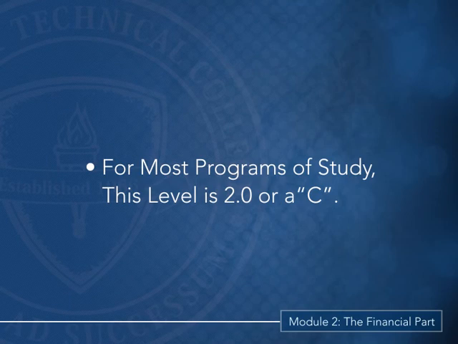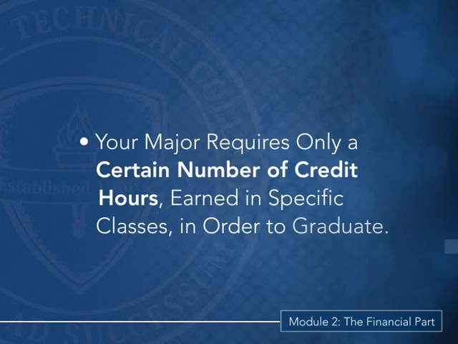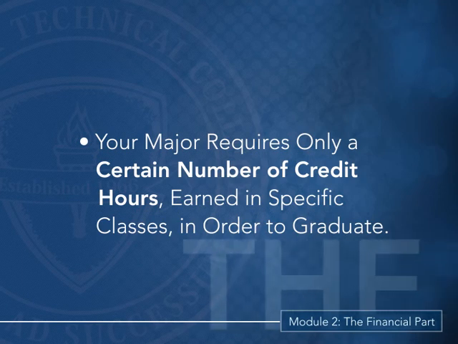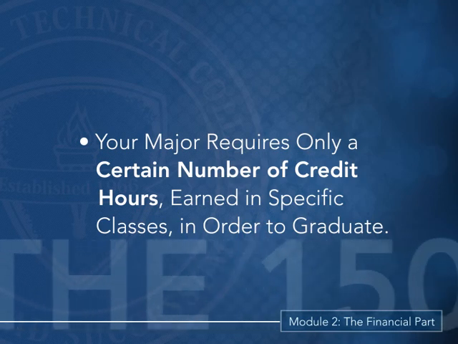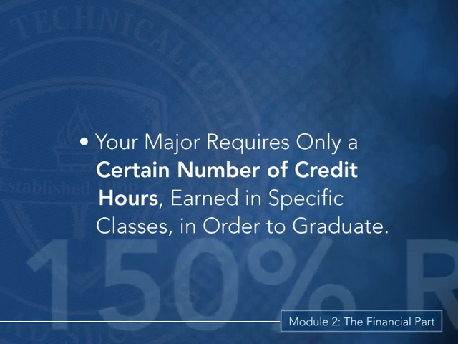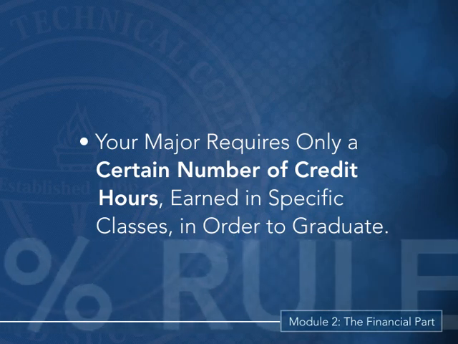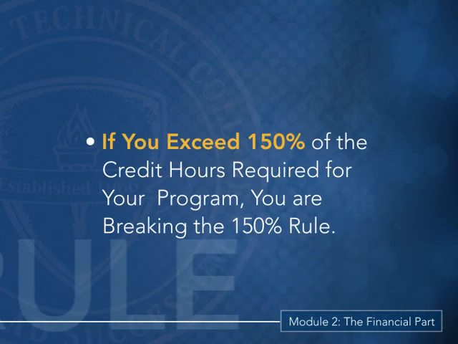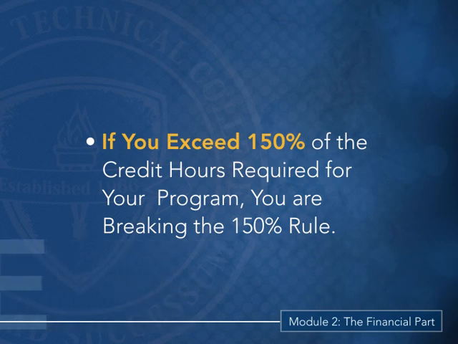Finally, the third rule is the 150% rule. Your major requires only a certain number of credit hours earned in specific classes in order to graduate. If you take a lot of classes that are not required for your major, and you exceed 150% of the credit hours required for your program, you are breaking the 150% rule.